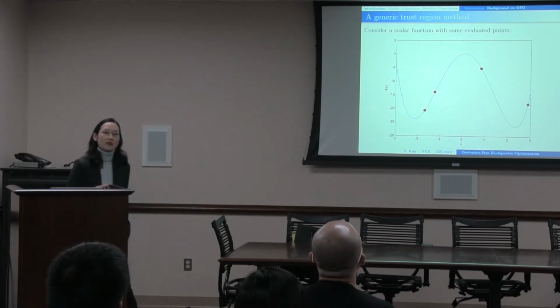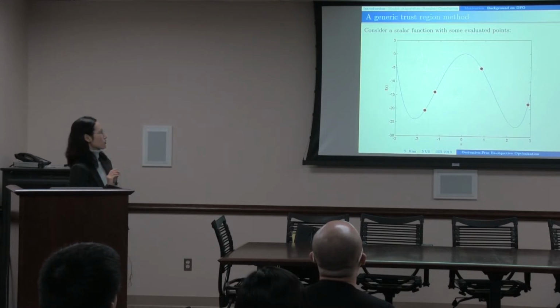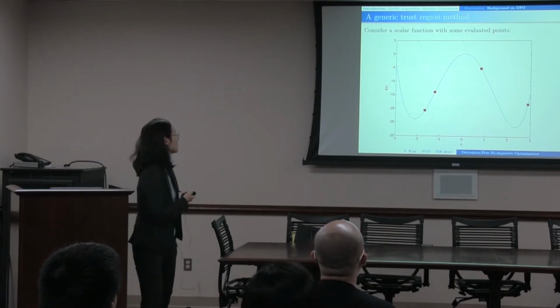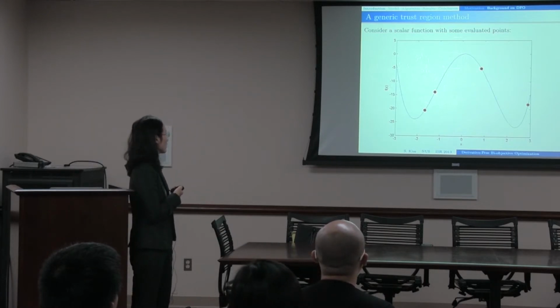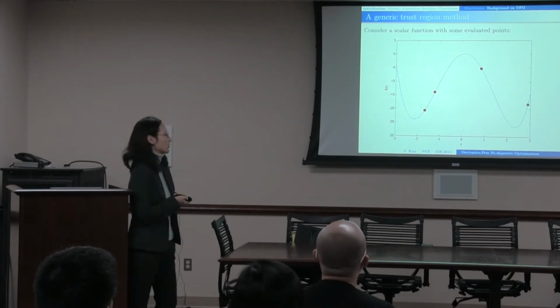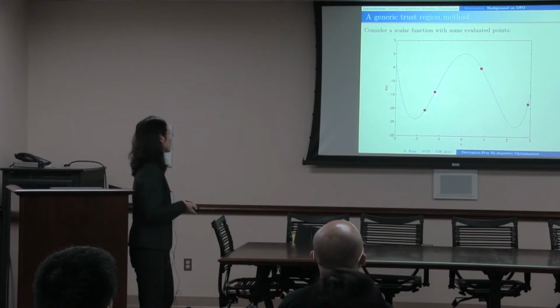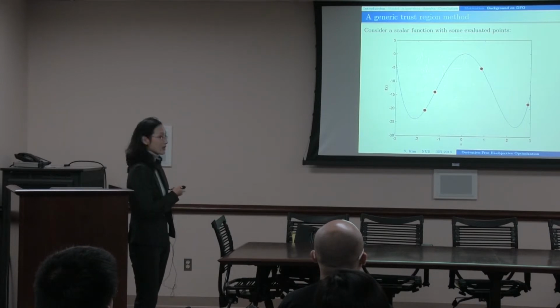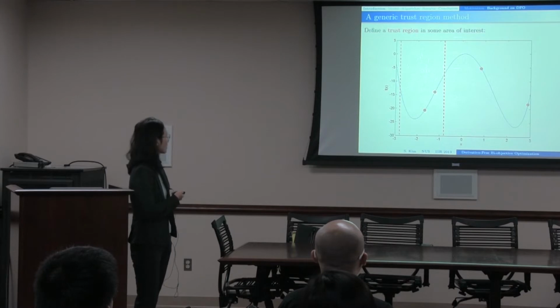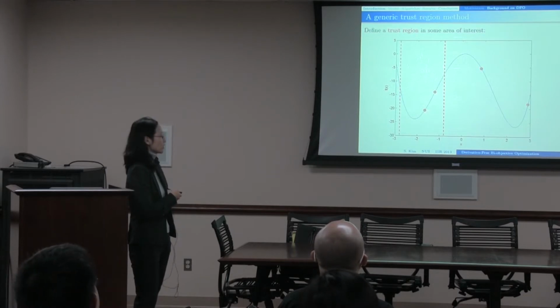So let me first talk about the basic trust region method ideas for the single objective function. Here we have a scalar function. The blue line is the true function, and we have the black points. We evaluate the values at those points. Then we decide the trust region. In this case, we just use the point which gives the best function value. Around this point, we decide the trust region. So this is basically the trust region.